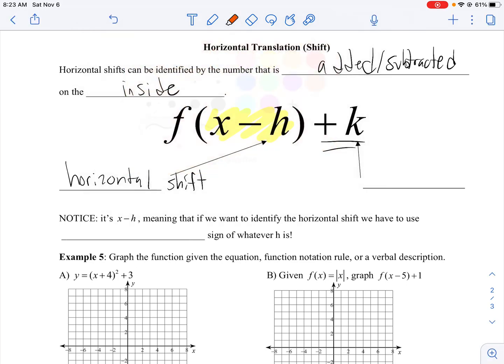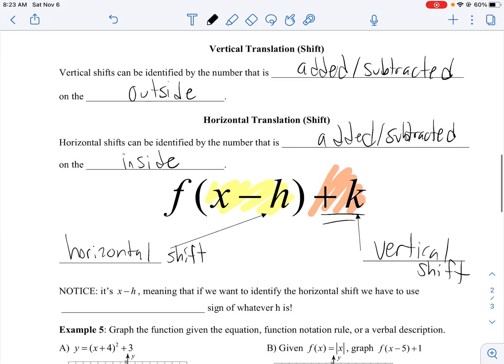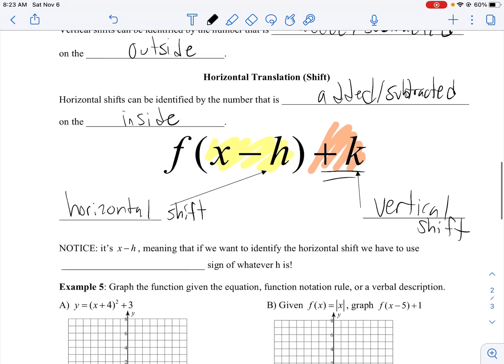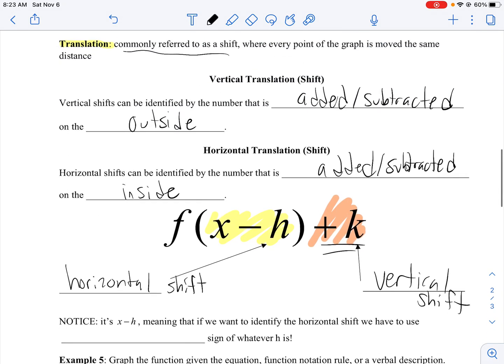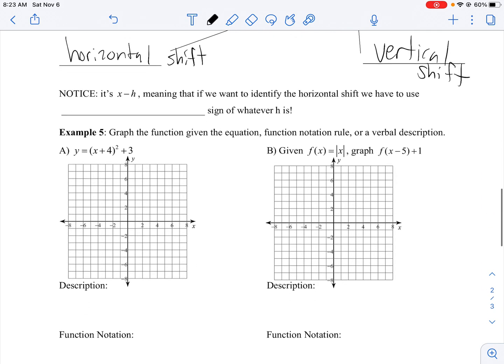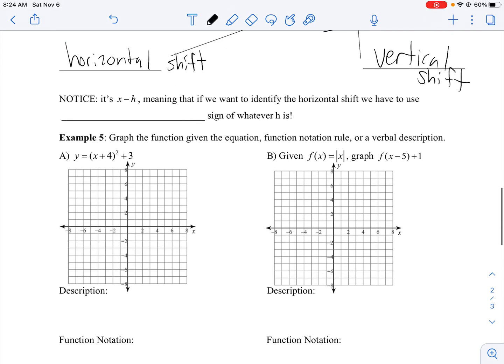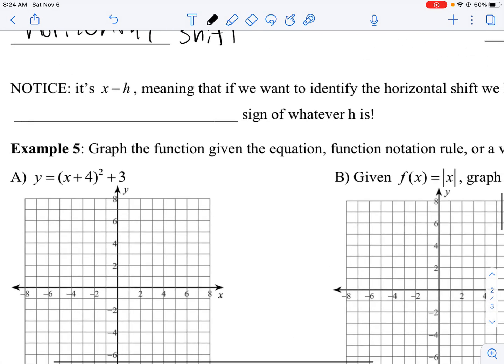The struggle is real. Okay, we use that different color of orange for the vertical shift. So remember, last time the stretches were multiplication and division. Stretches and compressions, multiplication, division. And now the shifts are all adding and subtracting. It really just depends where you have it in your equation that determines what kind of shift you have.